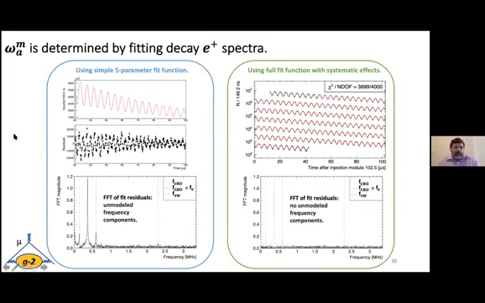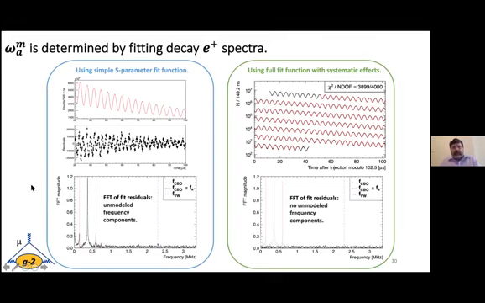And so if you look here on the left-hand side, you can see you have these fit residuals. So this is where you just fit, where you basically don't take into account the detector acceptance effects. You're just using the 5-parameter function. And when you look at the fit residuals, you can see here, even by eye, it's very obvious that you still have a frequency in your fit residuals.